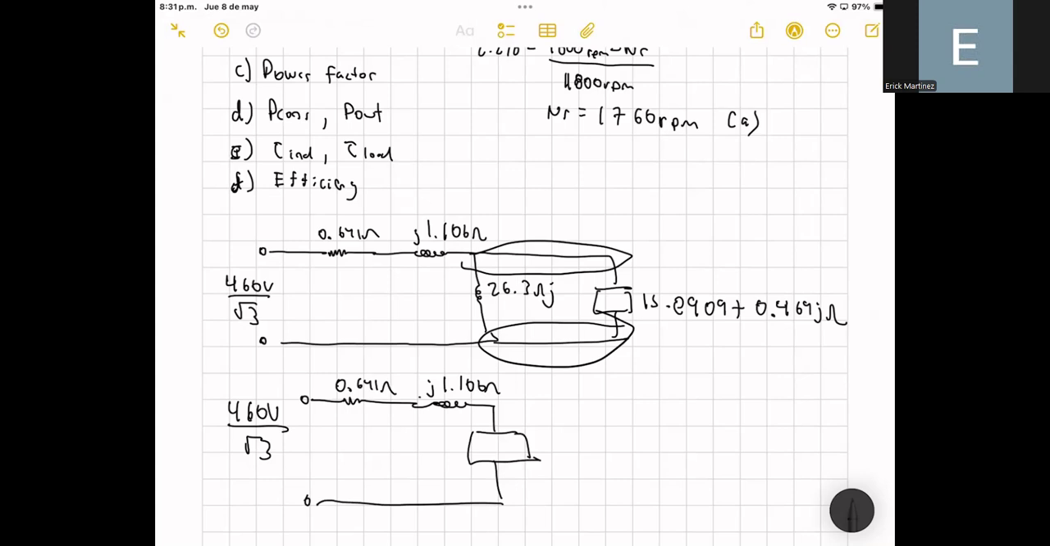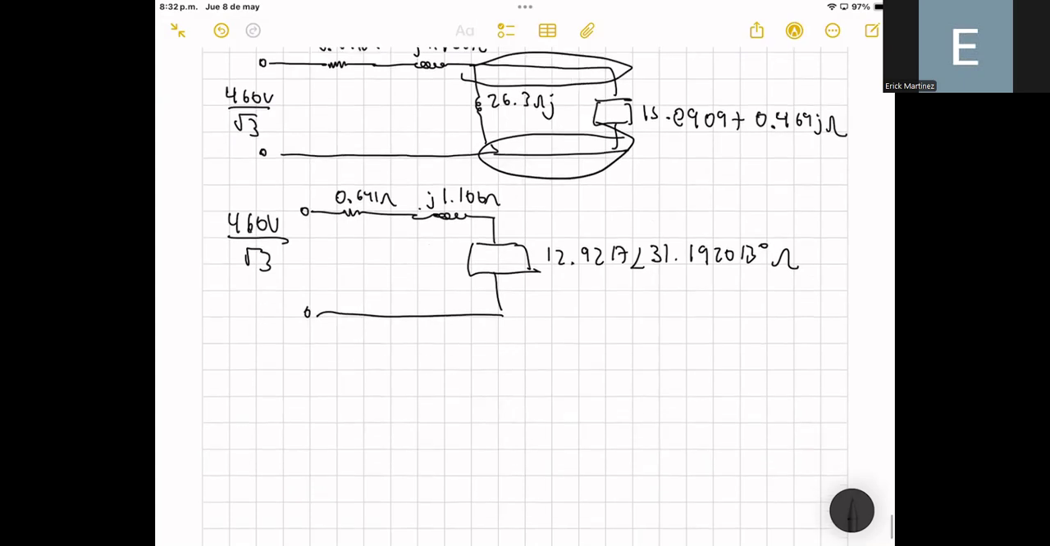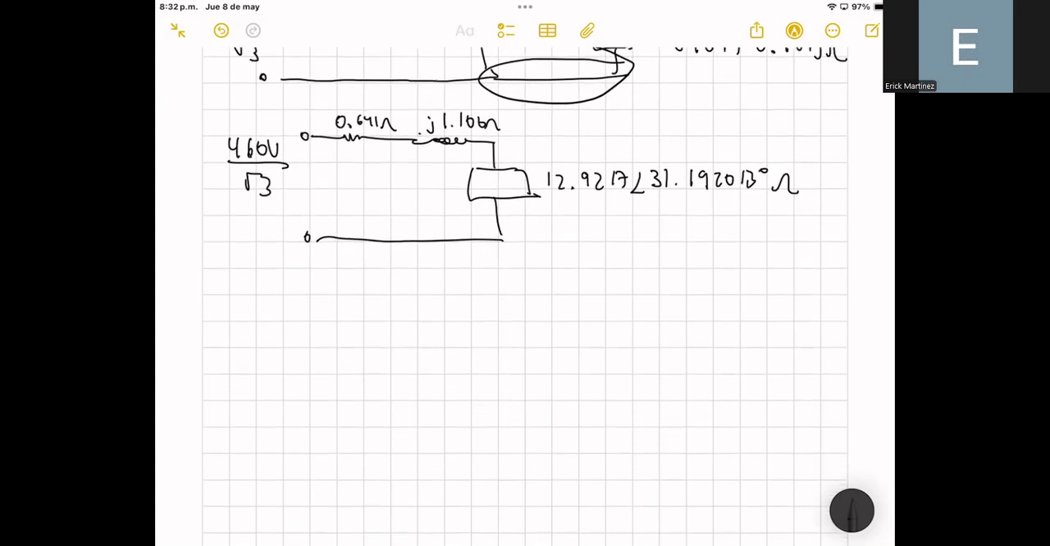And well, if you express the equivalent impedance of these two, you will get 12.9217 with an angle of 31.1913 degrees. Okay, and these are ohms. And well, you can simplify this further. You can add together these two impedances and you will get the following. Remember that here we have the phase voltage.